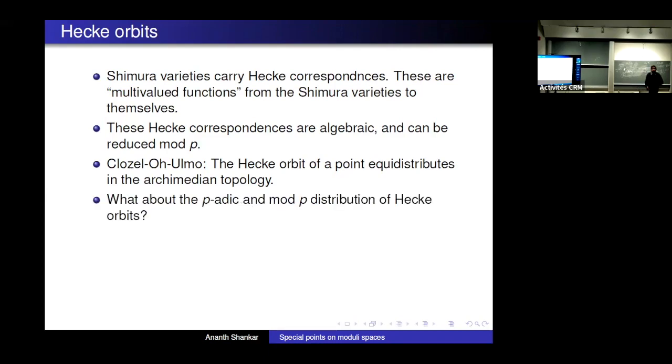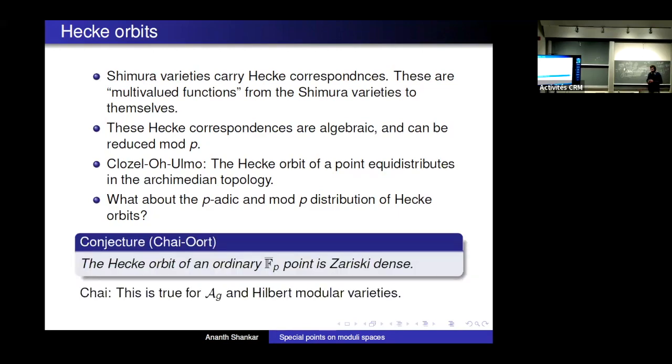All right. What about the P-adic and mod P distribution of Hecke orbits? As it turns out, the notion of whether you're ordinary or not, and whether you're super-singular or not, is invariant under Hecke translations. So if you take a super-singular point and move it around by Hecke however much you wanted, you would stay in this locus, you would not leave this locus, so you can't be dense at all. The only hope you have of density is if you start off with an ordinary point, namely a point that's in this generic stratum.